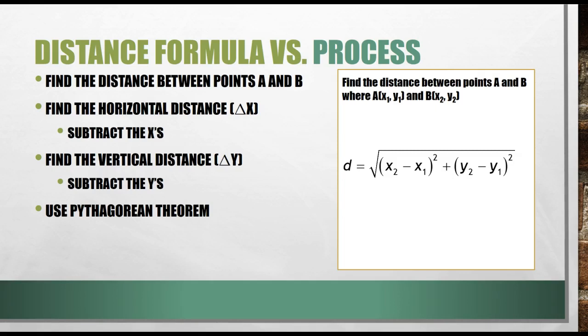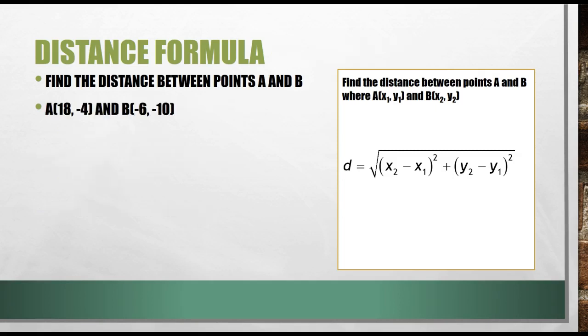So let's look at an example of when we are going to use the distance formula. And that, again, they're just going to tell you to find the distance between 2 points. So to be clear, our x1 is coming from the x coordinate of our first point. So x1 is 18. y1 is the y coordinate from the first point, which is -4. So y1 is -4.